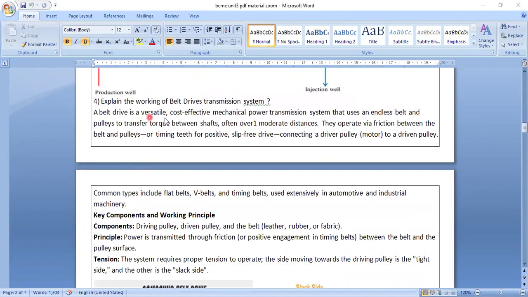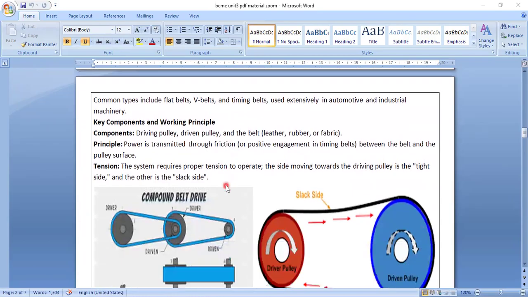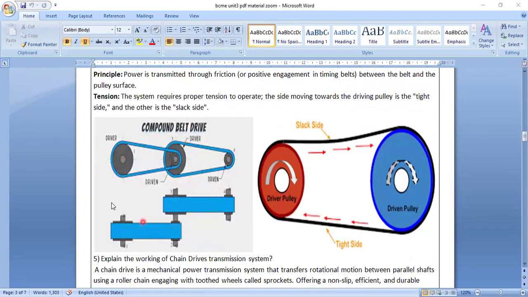Now, explain the working of a belt drive transmission system. For the belt drive transmission system, you can see the figure here. This is a compound belt drive system. See, this is a driver and this one is driven. Here also this is a driver, this is driven. This is a motor giving the drive, so first this driver will start rotating.